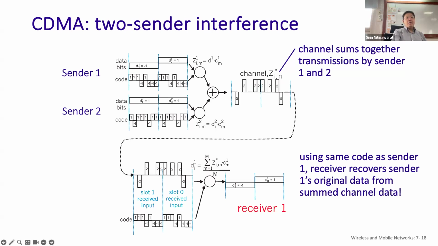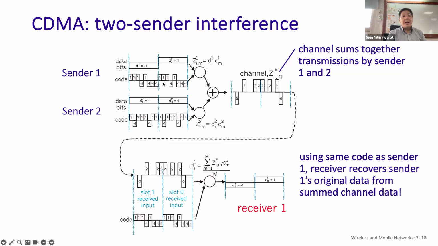And how do you verify that? For this example, what is the chip sequence for the first sender? 1, 1, 1, minus 1, 1, minus 1, minus 1, minus 1. What is the chip sequence for the second sender? It is 1, minus 1, 1, 1, 1, minus 1, 1, 1. What is their inner product?